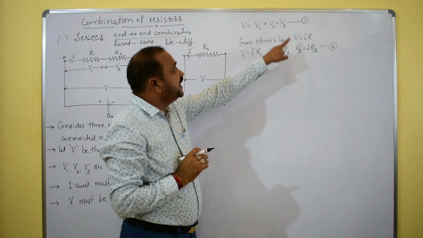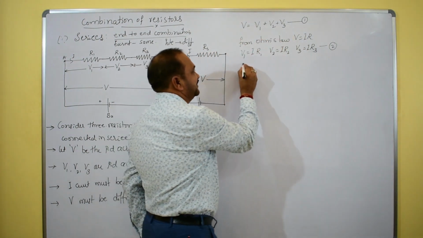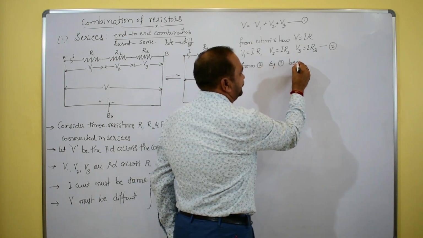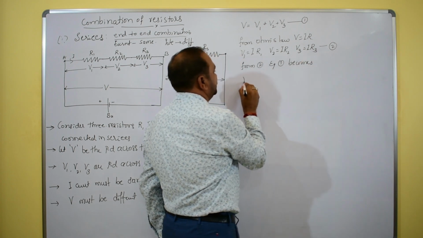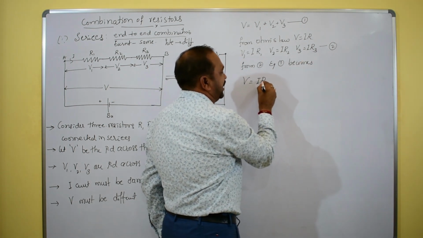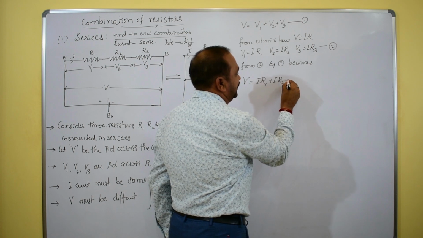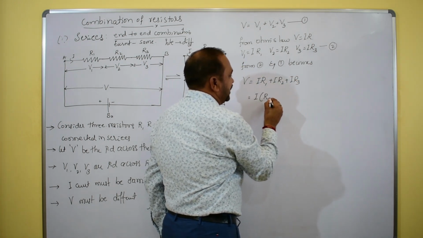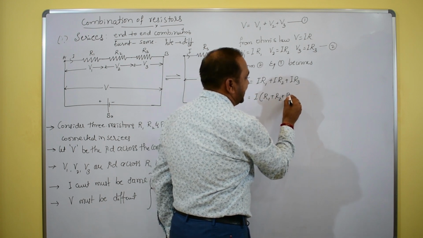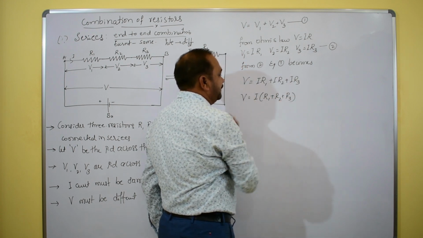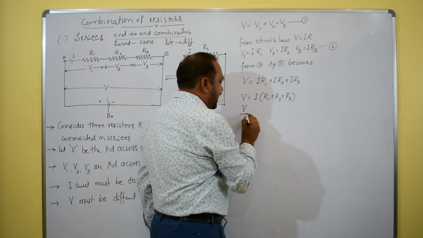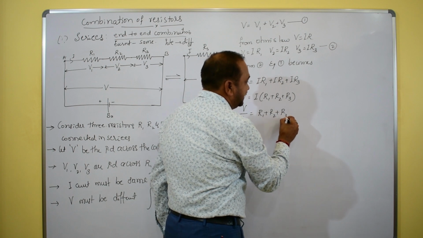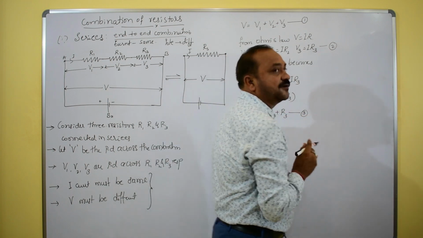From equation 2, equation 1 becomes V equal to I into R1 plus I into R2 plus I into R3. Here I is common, so I into R1 plus R2 plus R3. So V by I equal to R1 plus R2 plus R3. This is equation number 3.